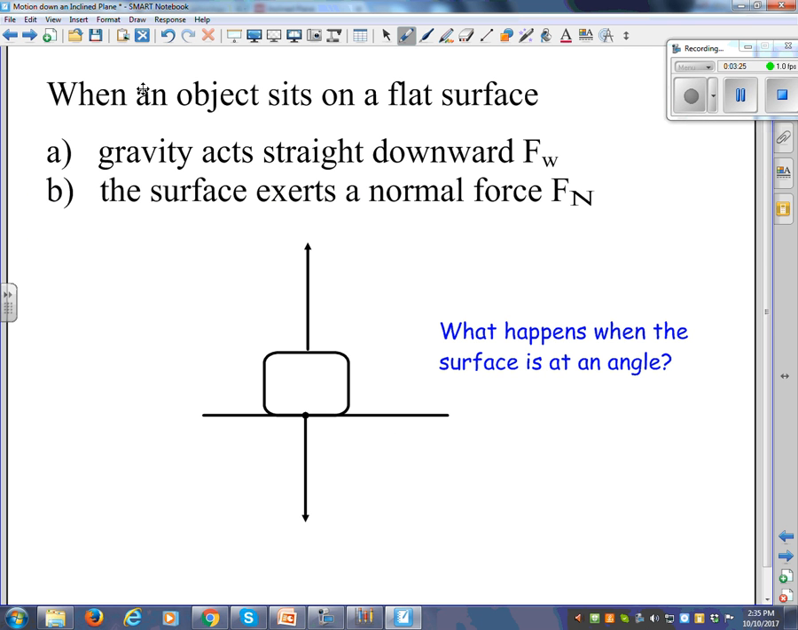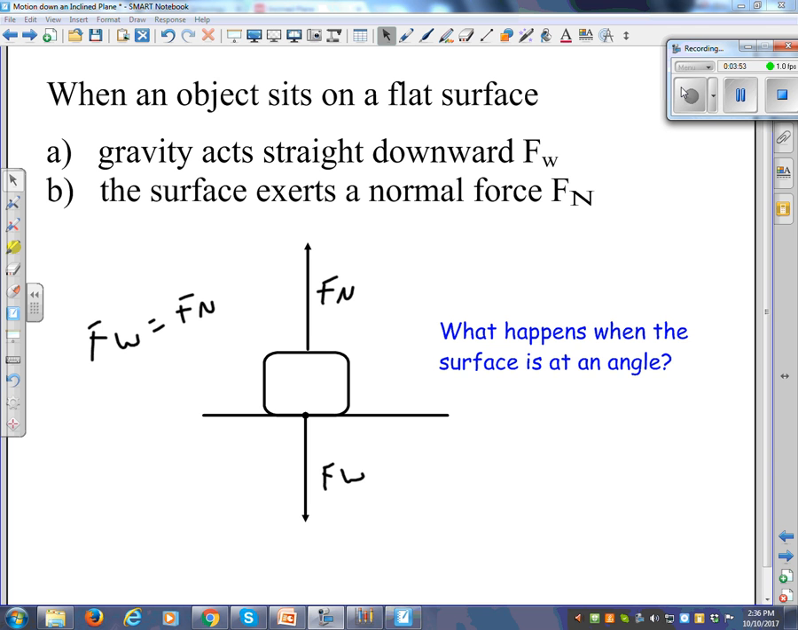Okay, so I'm going to talk about all this stuff. I've given you the preview. Here's the good stuff. When an object sits on a flat surface, gravity acts straight downward, Fw. True? The surface exerts a normal force, Fn, correct? And when it's on a flat surface, in this case, this is Fn and this is Fw. Would you say that Fw equals Fn? Yes, that's true.